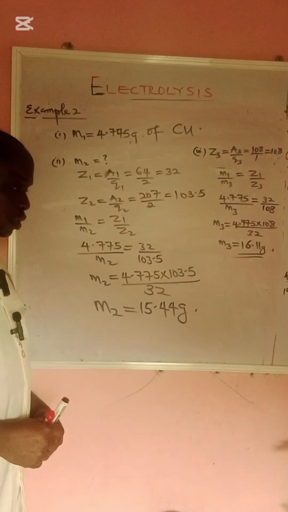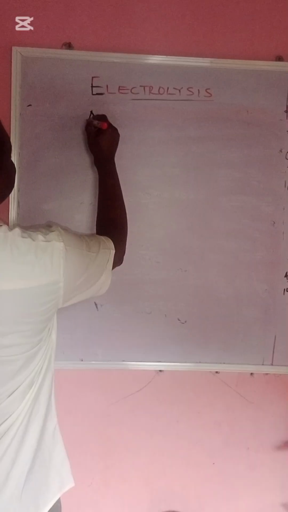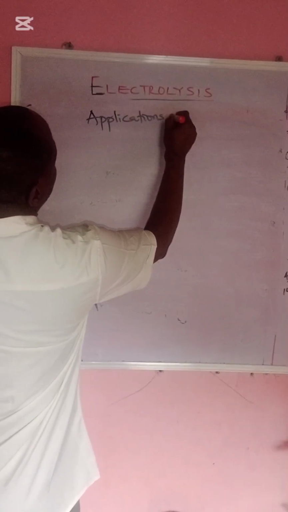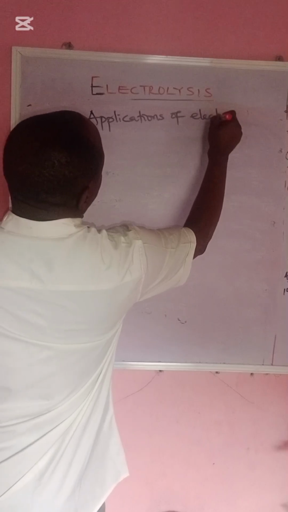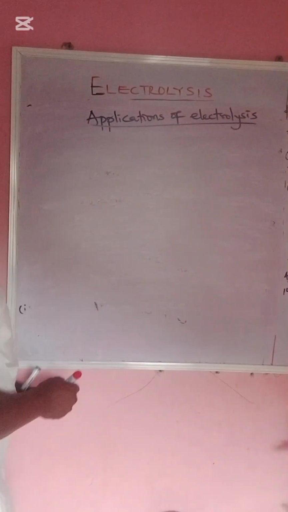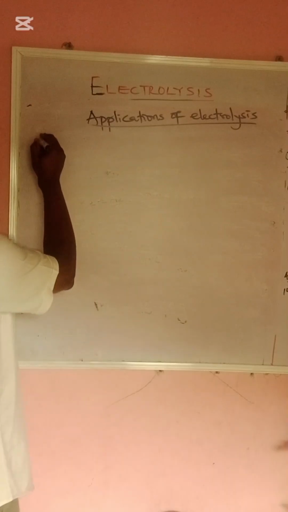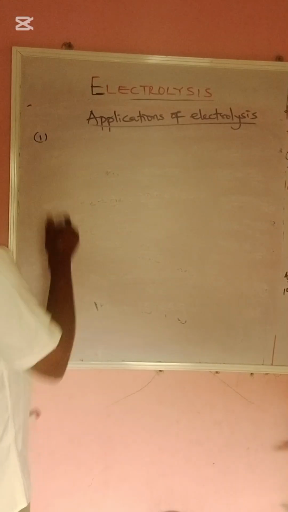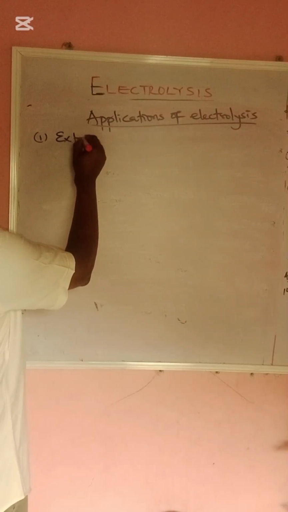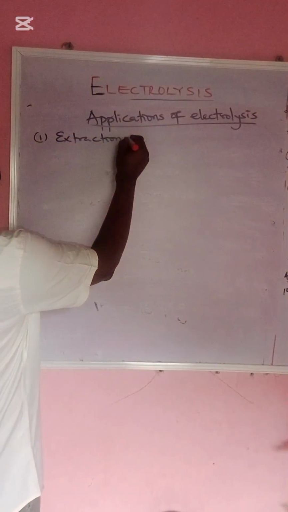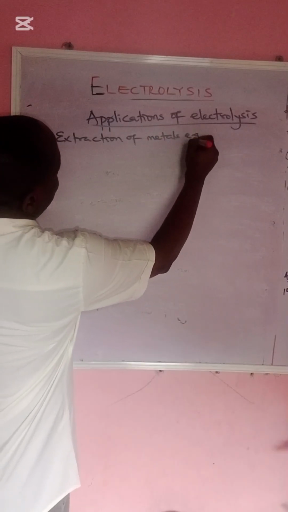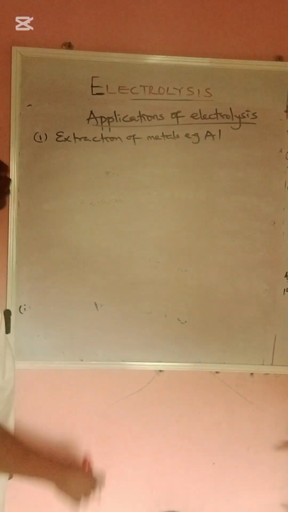So the next thing is the last aspect. We call it applications of electrolysis. What are the applications of electrolysis? 1. We use it in the extraction of metals, e.g. aluminium, extraction of aluminium.